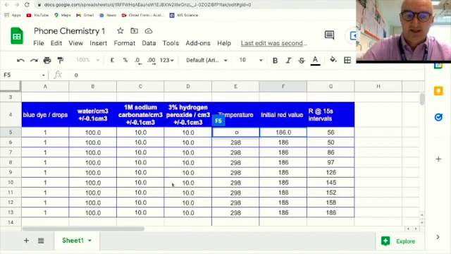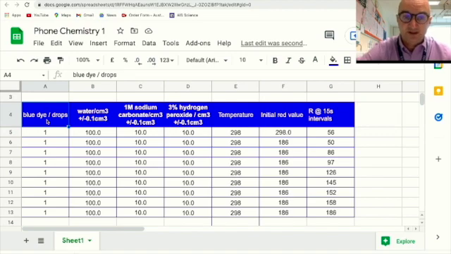And also you will find a link to this sheet which I have set up for the purposes of this video. The experiment is very simple. It's meant to be done at home. We can buy blue food dye from any household supplier. Water you can take from the tap. It does not have to be distilled.